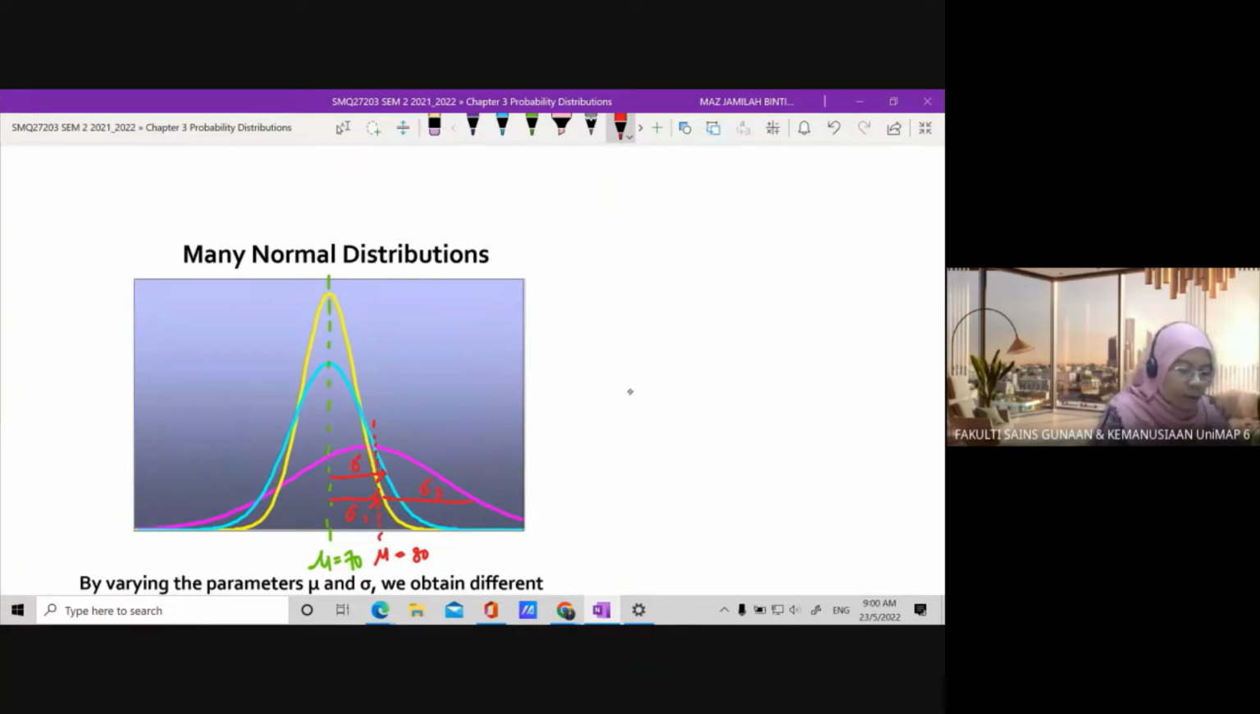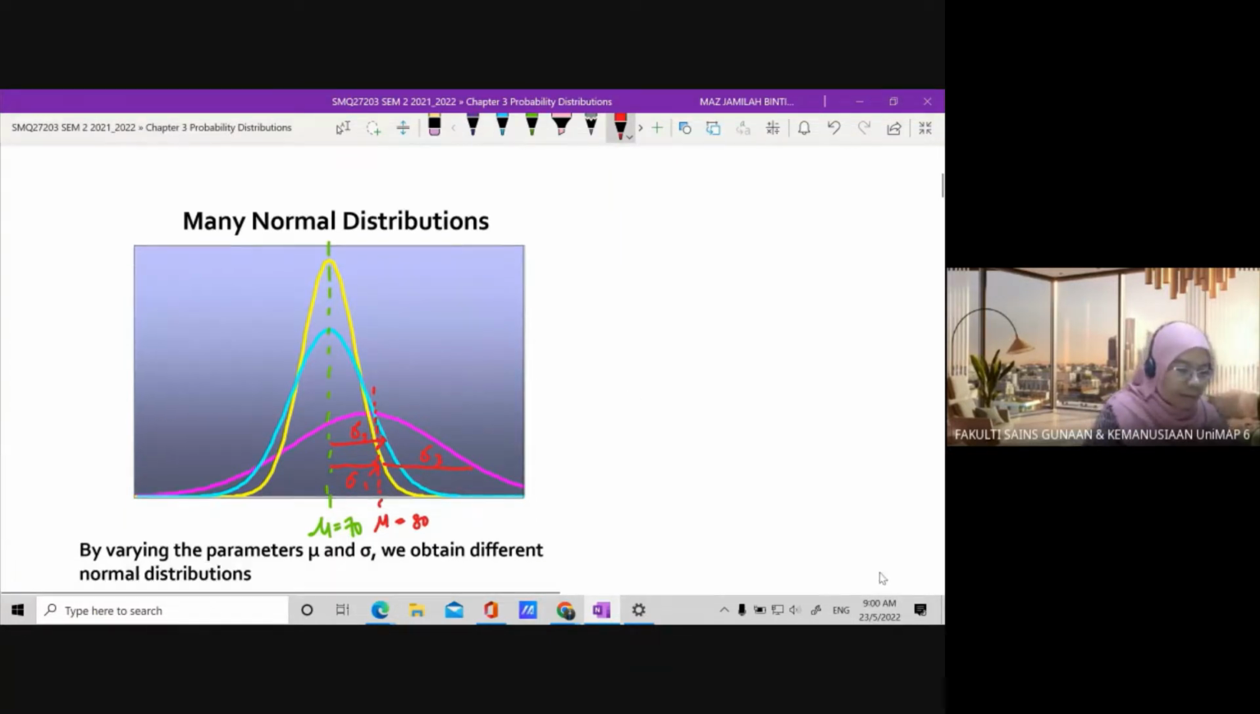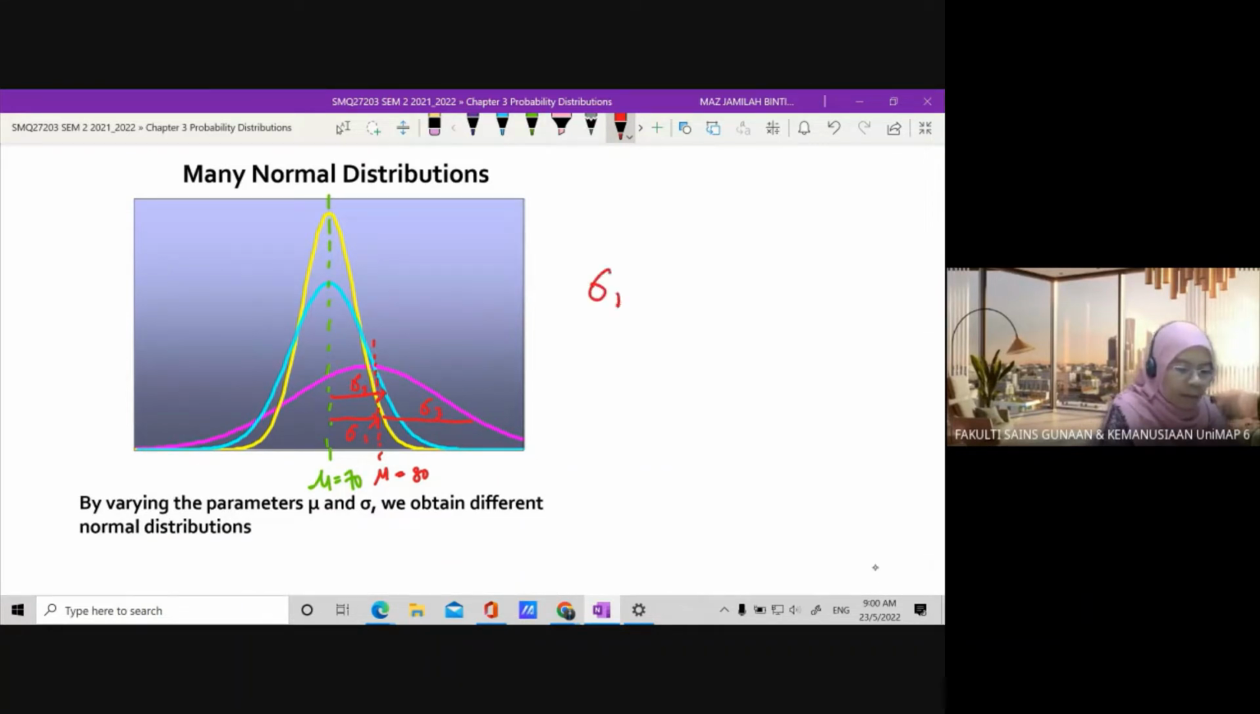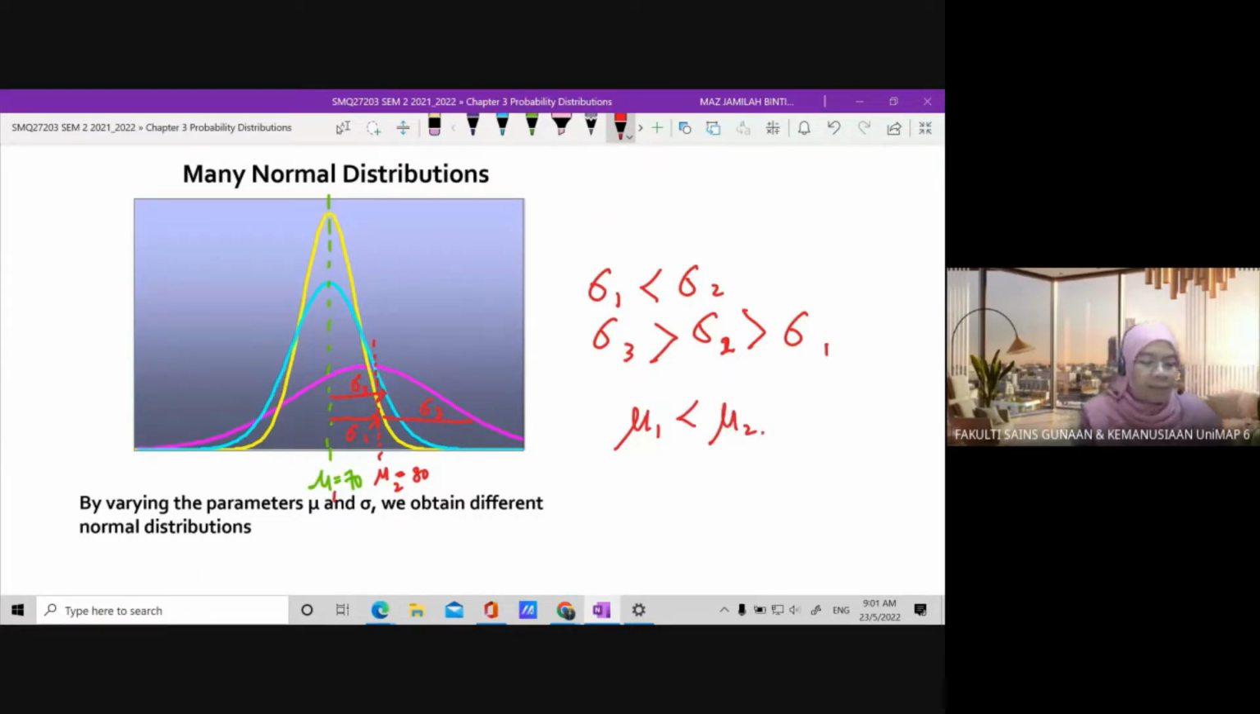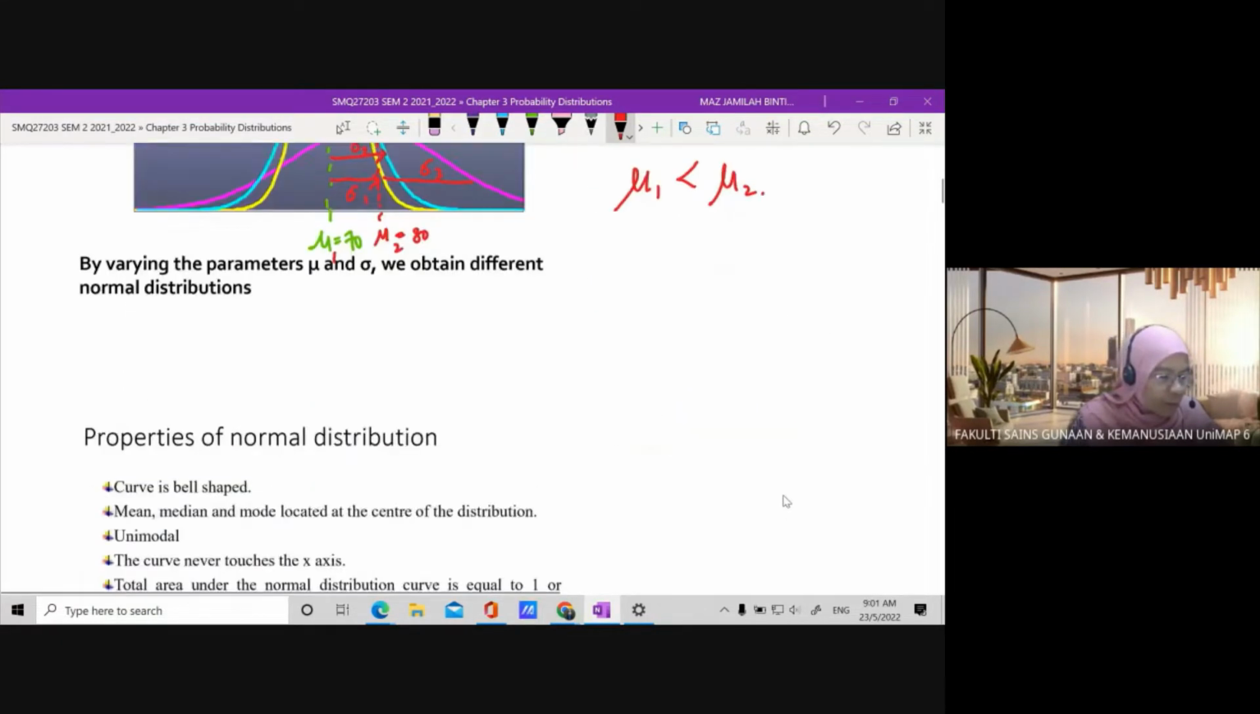So in this case, what we can comment is that sigma 1 is less than sigma 2. Sigma 3 is greater than sigma 1 and sigma 2, and sigma 2 is greater than sigma 1. And in our case here, mu 1 is less than mu 2. So these are the information that you can extract from this particular distribution. So from varying values of mu and sigma, you have different normal distributions.